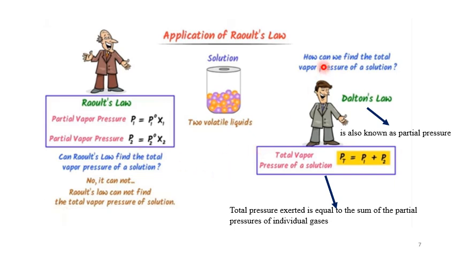We have to move to Dalton's law, also known as the law of partial pressures. To calculate the total vapor pressure of the solution, we first calculate the partial vapor pressures of the individual components, P1 and P2, using Raoult's law. Then using Dalton's law, we add them. So the total pressure exerted is equal to the sum of the partial pressures of the individual gases. So the total vapor pressure of the solution is calculated by using Dalton's law, also known as the partial pressure law.